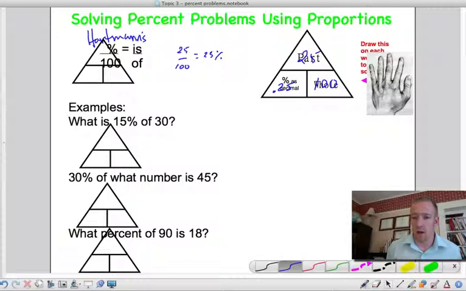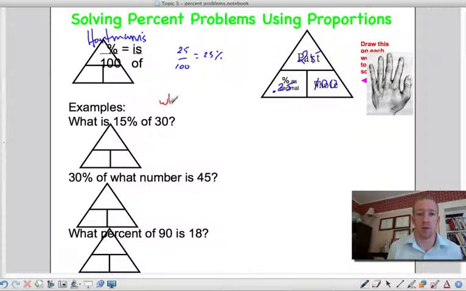So now we have, what is 15% of 30? So this is the whole, so 30. We have the percent, 15%, as a decimal. We move the decimal 2 places, so that's 0.15. So this is what we're looking for. So we multiply 0.15 times 30. And that gives us 4.5. So 4.5 is 15% of 30.